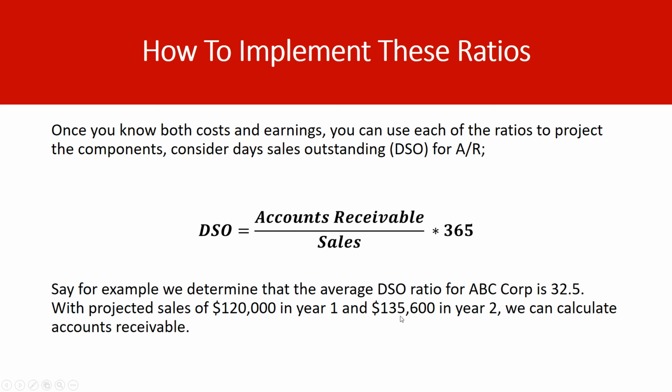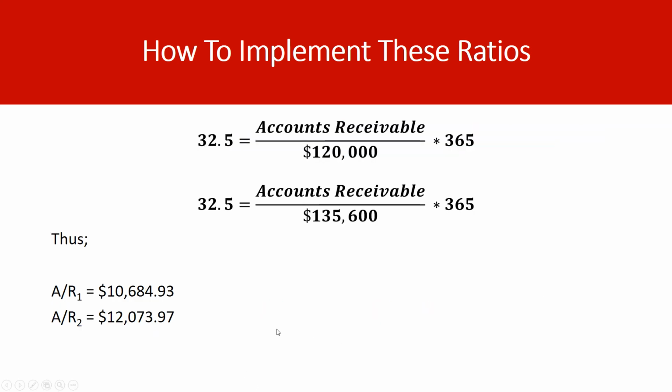These are the projections based on analyst estimates. Or if we feel comfortable making our own projections, then you can project it for whatever you want. But you're basing it on that projection, right? And so what you do is you just calculate the accounts receivable. For year 1, you would input 120,000, the projection. On the left-hand side would be 32.5, that's the DSO ratio. And so you isolate for accounts receivable, and you do the same thing for year 2. Therefore, accounts receivable in year 1 would be $10,684, and in year 2 it would be $12,073, right? And that's an increase, which makes sense because our sales have increased.